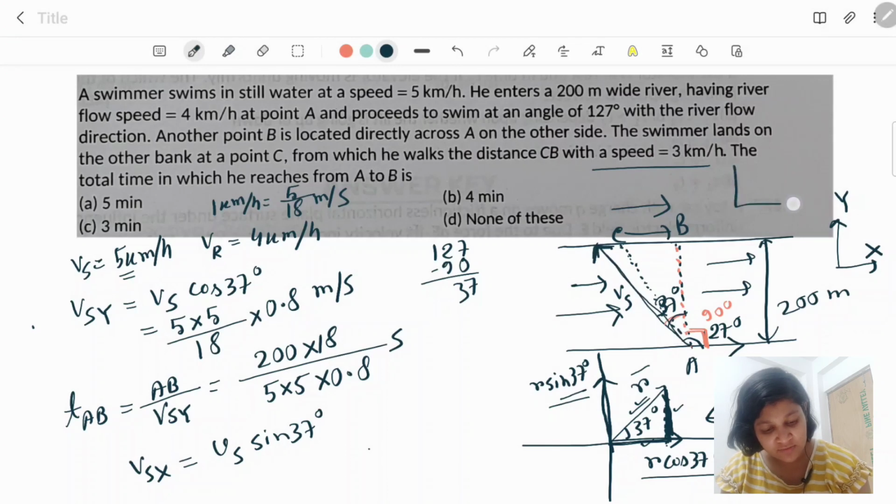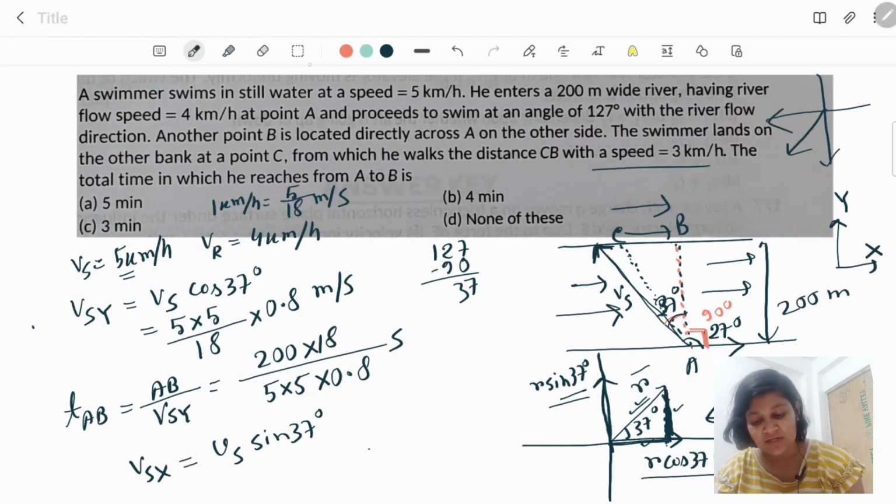So let me tell you how to find out the component of a vector. If the vector is in this direction, then it will have an x component along this and this direction. If the vector is like this, its x and y components will be along this and this direction. If our vector is like this and we want to find the component along the x and the y direction, they will come out like this.